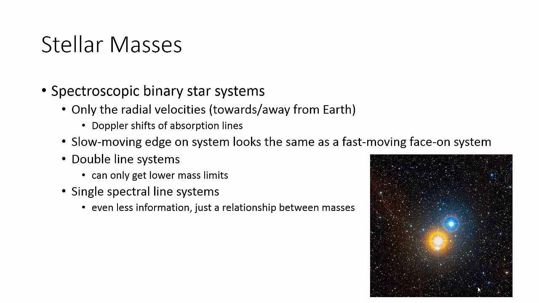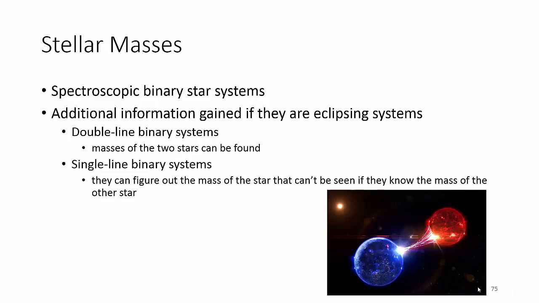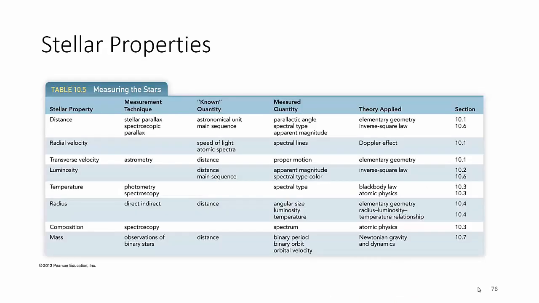All right, now if they're eclipsing, then we can get a little bit more. All right, we can get the masses of both of them and the relationship between them. So this is just a chart from your textbook telling you kind of what we can apply. Read it in the book if you're more interested in the details of that, what we can get from each different type of star property.